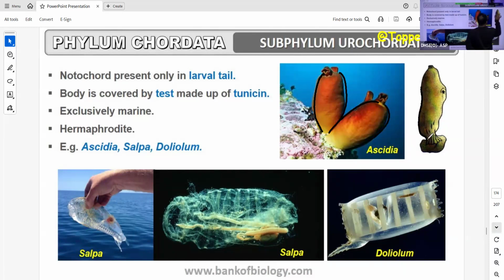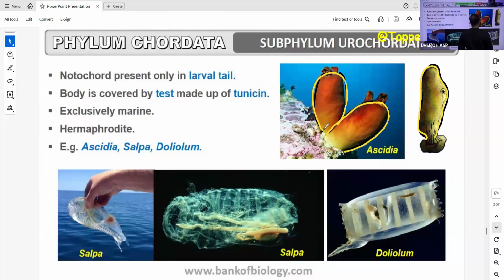There is a covering outside their body which we call tunic. There is a covering outside their body that you term tunic. Okay, this covering here that you can see, this one here, you call it tunic. Since they have a tunic, therefore they are named Tunicata. Okay, fine.